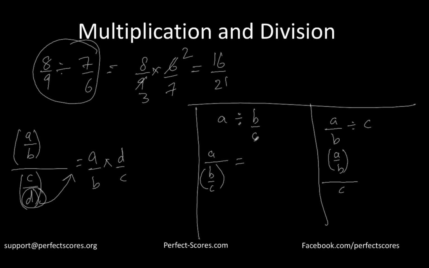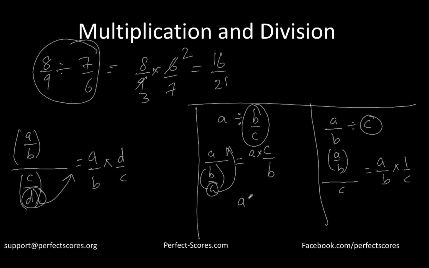Because in this, what is going to happen? You're going to get a into c over b, so this c is going to go at the top. And in the other, it's going to be equal to a by b into 1 over c, because this is going to reciprocate itself. So this is ac over b, and this is nothing but a over bc. Are you able to see the difference here? This denotation and that denotation are different.